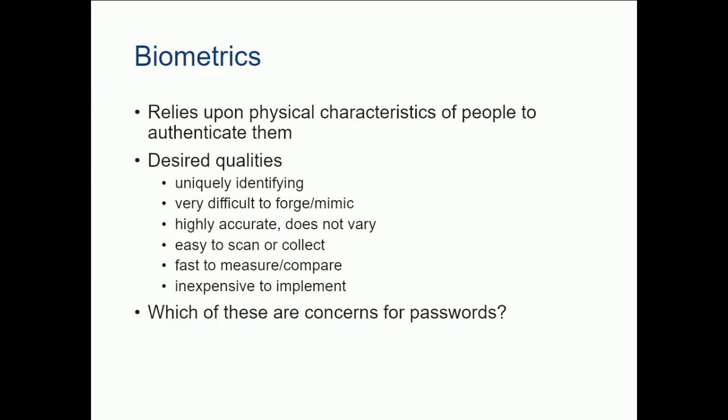Also, it should be very difficult to forge and mimic. It means these physical characteristics need to contain enough, very rich information. For example, the length of my beard is just a single quantity, which is very easy to fake and mimic. And these characteristics need to be highly accurate and not change over time. For example, the length of my beard will change every day.